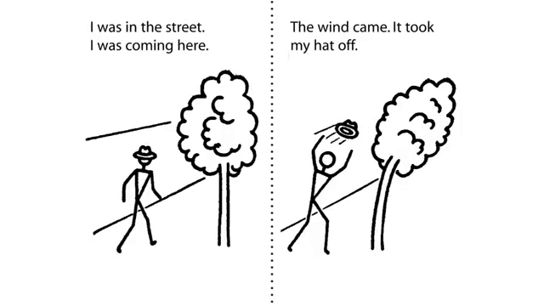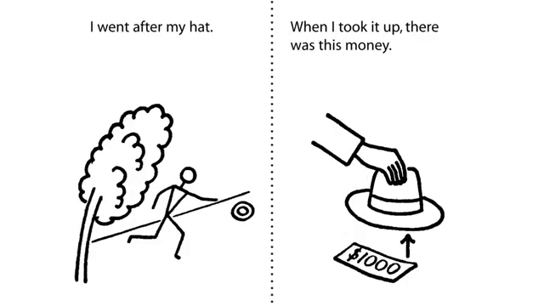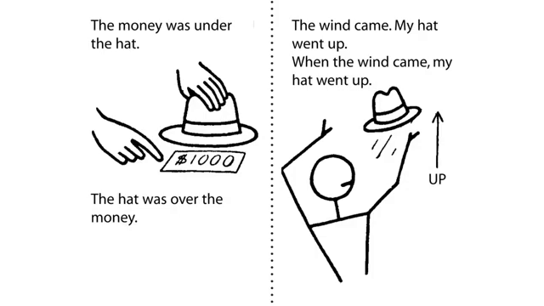I was in the street. I was coming here. The wind came. It took my hat off. I went after my hat. When I took it up, there was this money. The money was under the hat. The hat was over the money.